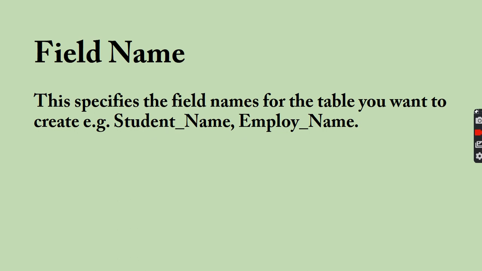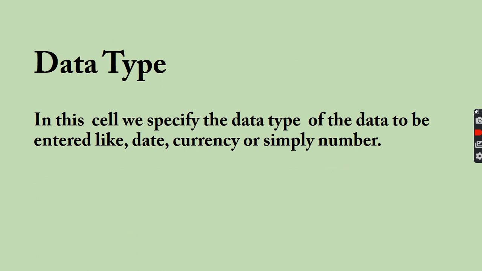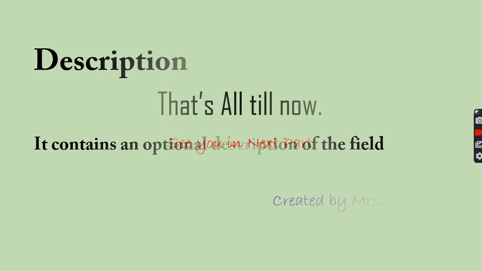Field name specifies the field names for the table you want to create, like student name, employee name. Data type specifies the type of data to be entered, like date, currency, or simply marks, name, etc. And description contains an optional description of the field, whether you give it or not.